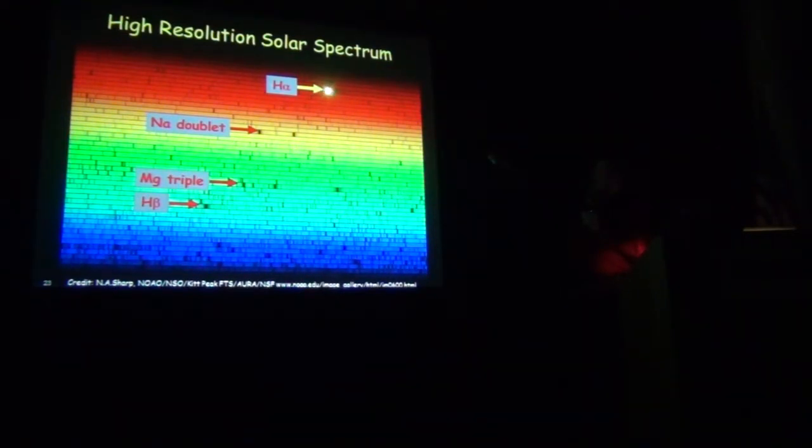This is where the H-alpha is. Here's the sodium doublet. Here's the magnesium triplet. Here's the magnesium 1, 2, and 3. Now notice that we're even seeing, in this high resolution, lines in between them. With this high resolution, that is iron.